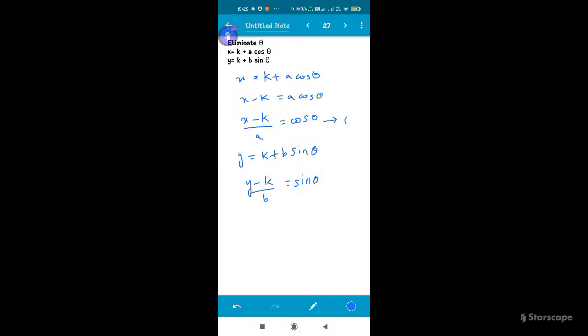So this is equation 1 and this is equation 2. We know one thing, that sine square theta plus cos square theta is 1. So if I square equation 1, what do we get?